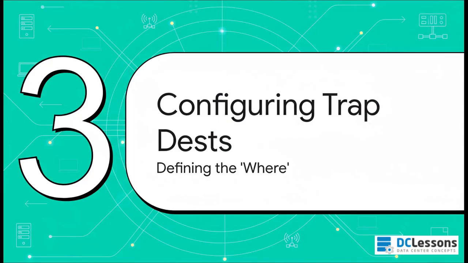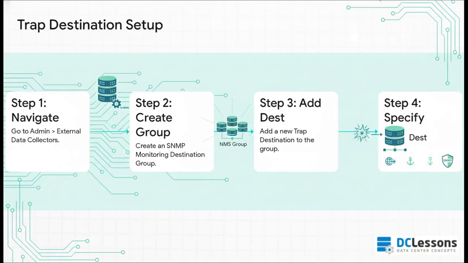Okay, so our policy is built, we've defined the how, now we need to tell ACI where to send alerts, or traps, when something interesting happens in the fabric. And it makes perfect sense, right?